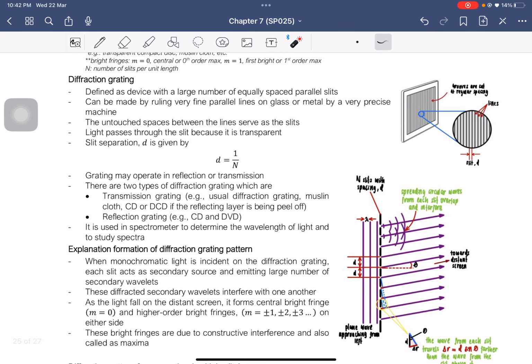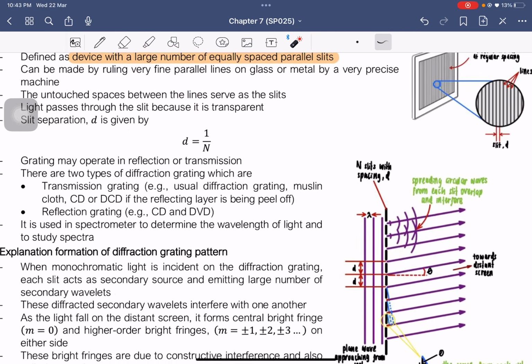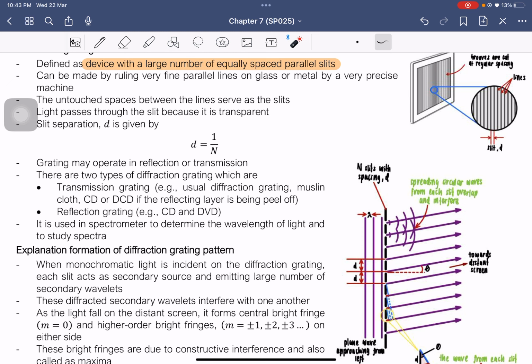Okay, so diffraction grating is defined as a device with a large number of equally spaced parallel slits, as we can see here. It can be made by ruling very fine parallel lines on glass or metal by a very precise machine. The untouched spaces between the lines serve as slits, which are those ones shown here. So the light passes through the slit because it is transparent, and this slit separation here is given by this equation. Okay, so grating may operate in reflection or transmission.